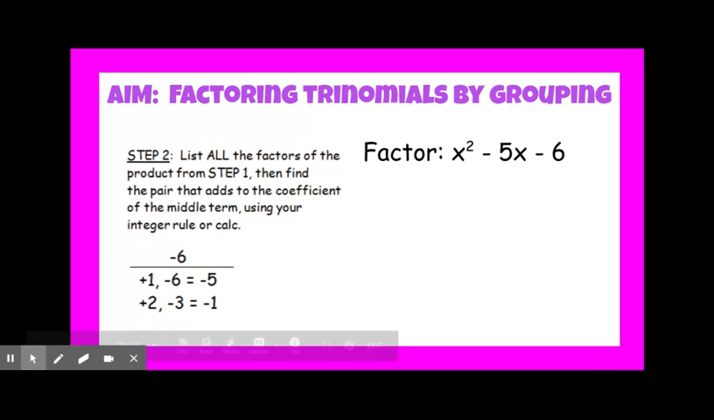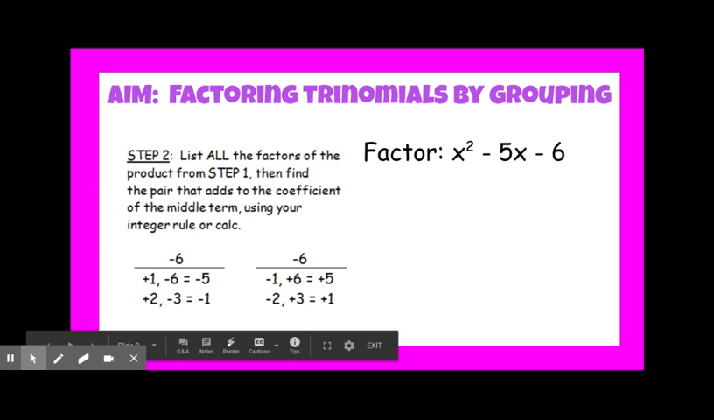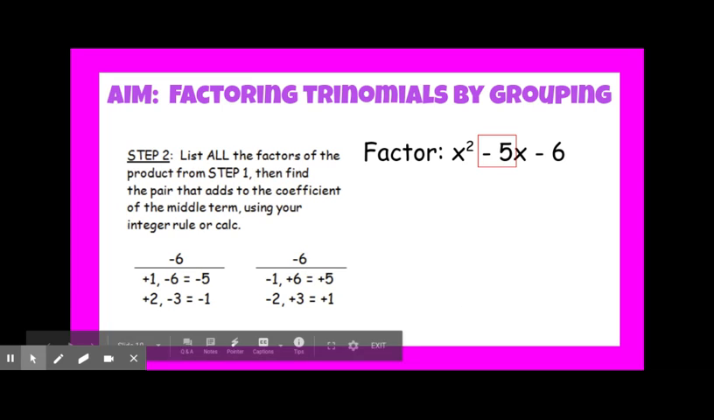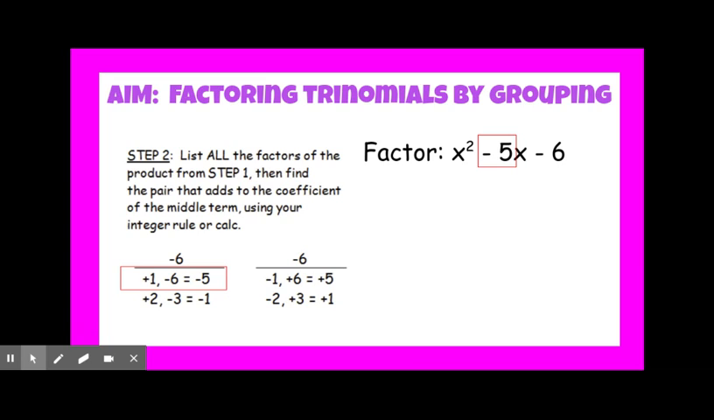Now the next step is to add our factors together to see which ones match up to -5. In your calculator, it's really important to use your integer rules or your calculator to get these sums. 1 plus -6 is -5. 2 plus -3 is -1. Then -1 plus 6 is +5, and -2 plus 3 is +1. Now we look for which sum gives us -5, and that was our first group of factors, +1 and -6.